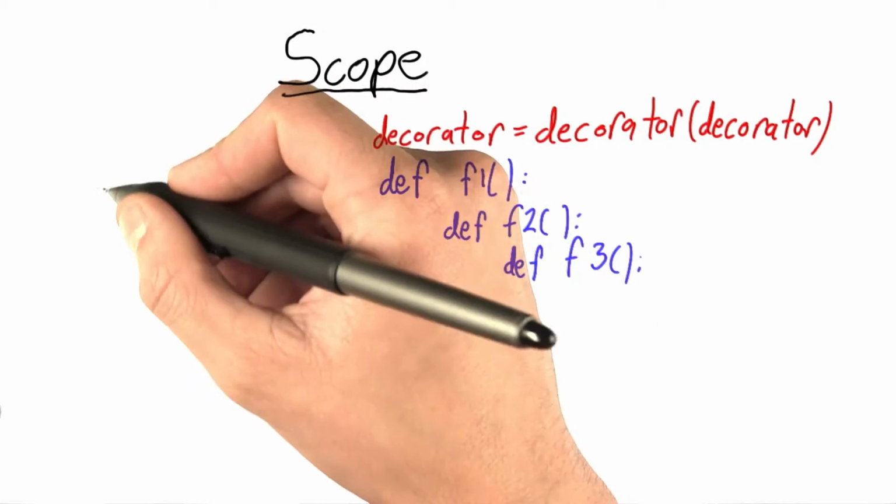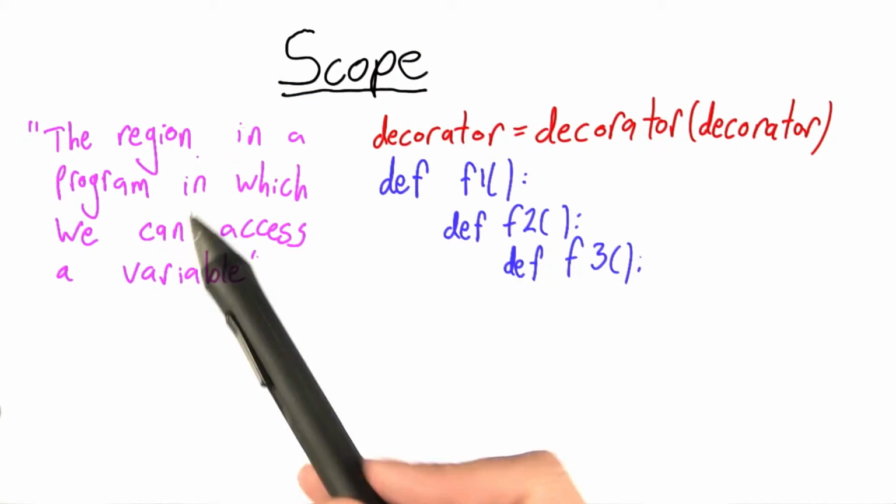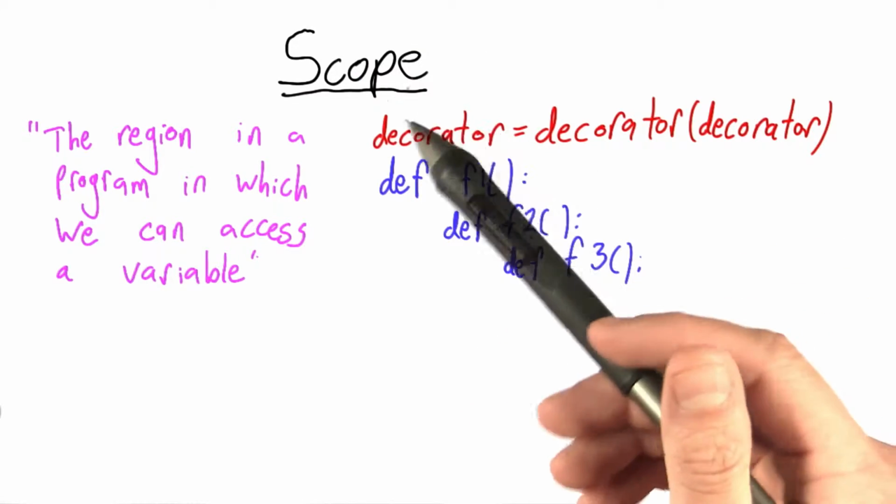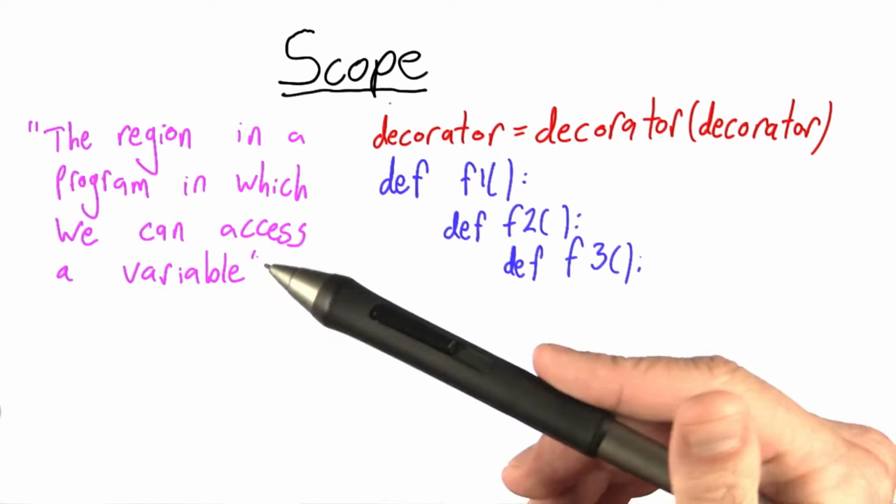So when we talk about a variable scope, we're talking about the region in a program in which we can access that variable. This is a concept that can go from being very simple to quite difficult. So let's start with something basic and build from there.